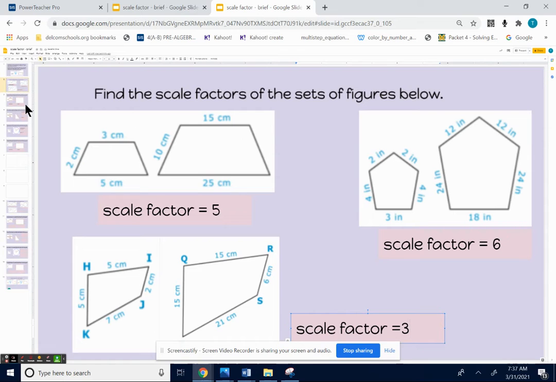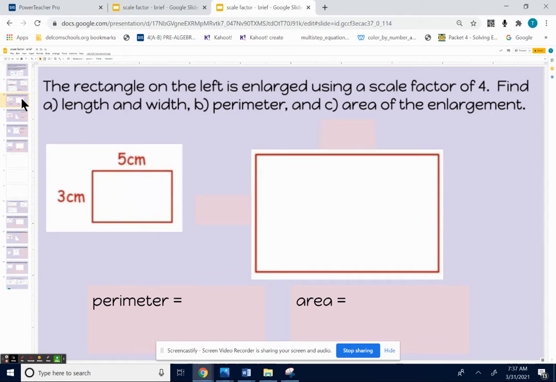So I want you to know what scale factor is: the multiplier. I want you to know how to find it, and I also need you to be able to, if I give you an original shape, and then I give you a scale factor that I want you to multiply by, find lengths and widths, the perimeter, and the area of the new shape. That's what the last few slides are on here.